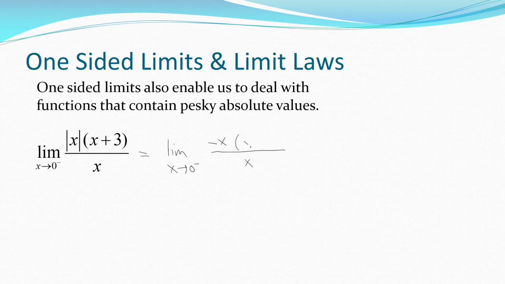By doing that, now notice that you have a common factor of x. You can then go and cancel those x's to get the opposite of x plus 3. And to find that limit, it's just a limit of a polynomial. You just plug in the number. So in this case, you get -3. And that's the right answer.